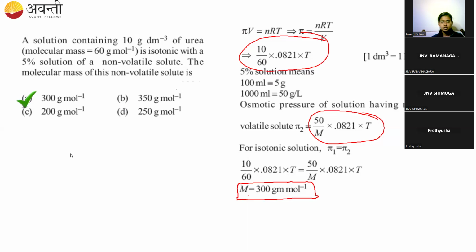Clear for all of you? It is given that the solutions are isotonic. The first one has 10 gram of a substance whose molecular weight is 60 gram, and that solution is isotonic with a 5% solution of a non-volatile solute. So we are equating those two and getting the value of M. R value and T value have nothing to do with it, so RT will get cancelled. Here we will have 5, so if you take this to the other side, you will get 300. 5 into 60 is 300. Very easy. So moving on to the next question.